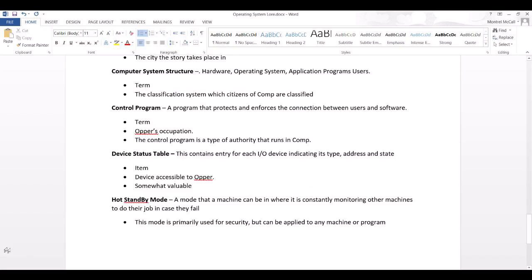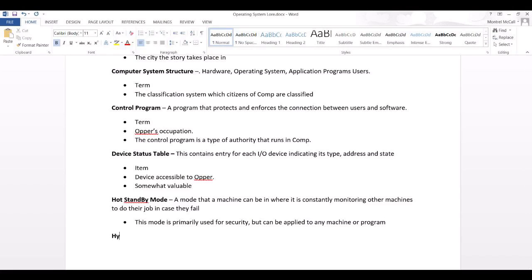So, in this story, I'm thinking of something like security bots. They're just waiting for something else to fail. That's why I said it's primarily used for security, but pretty much it's any machine that's just idle and waiting for something to fail so it can do its job. Ooh, that could be like a term for the villain, like they want Opera's job. Which I do plan on this story having a villain in it.